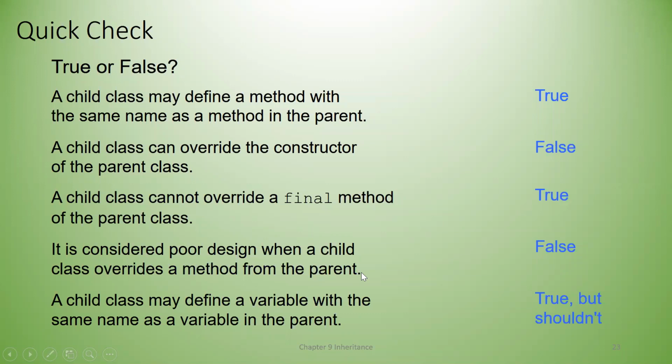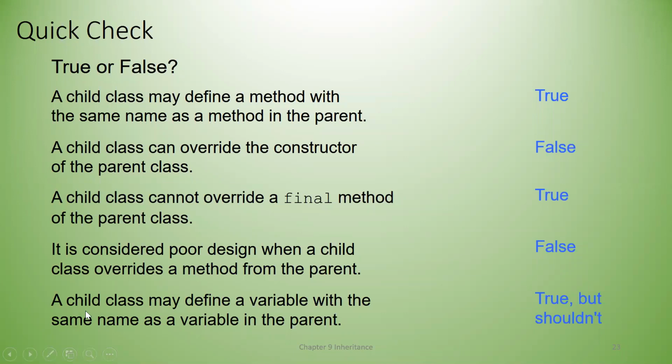It is considered poor design when a child class overrides a method from the parent. It's false. Why? Because that's part of the reason of having a parent and a child. A child is the same thing as a parent, but it adds its own thing to it. Yes, that's very good. Both parent and child do that, right? But they do it differently. So it's good design, actually. So this is not true, because you do something this way, the child will do it in a different way.